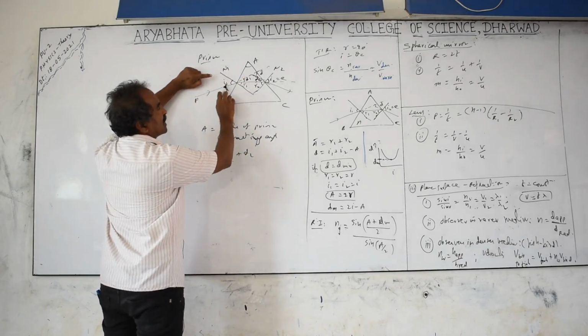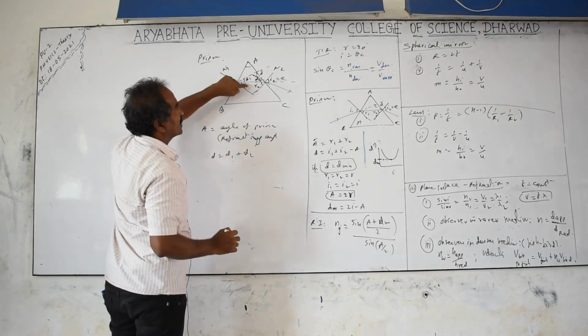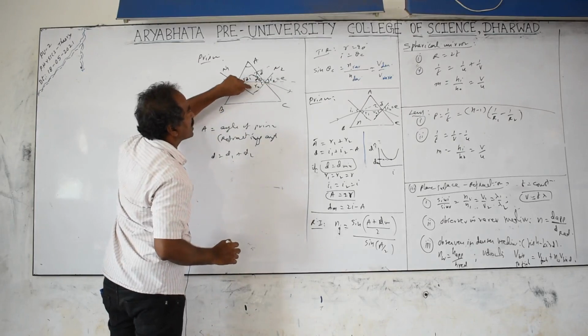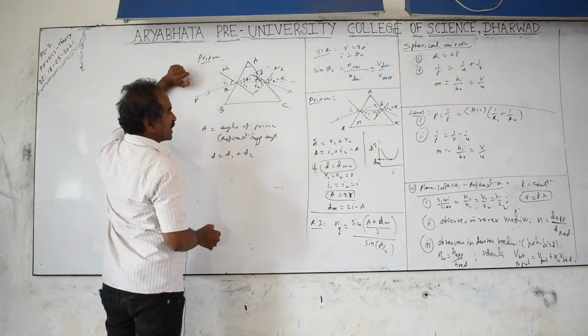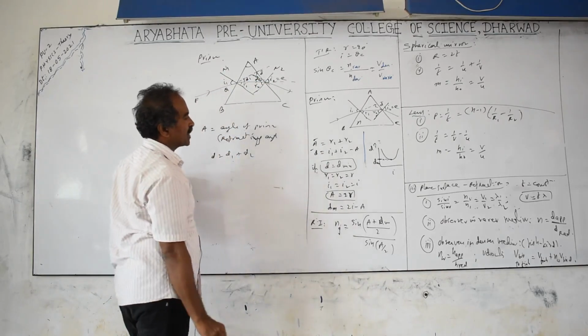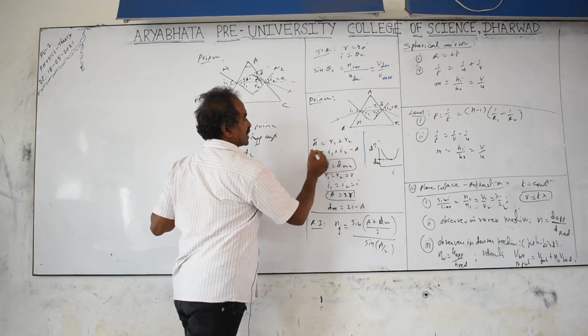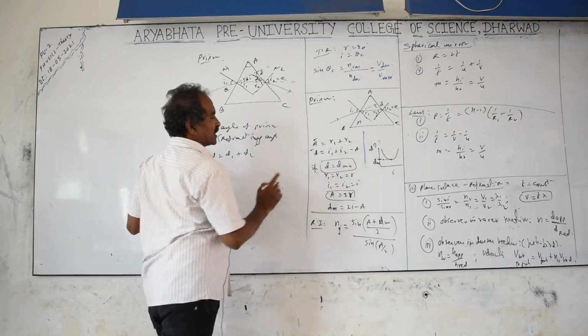What is D1? Light is traveling from rarer to denser, so D1 is nothing but equal to I1 minus R1. D2 is nothing but equal to I2 minus R2. Substituting these values, we get the relation for the total deviation: D equals I1 plus I2 minus R1 minus R2. But R1 plus R2 is A, so this is the relation you need to remember for the numericals.